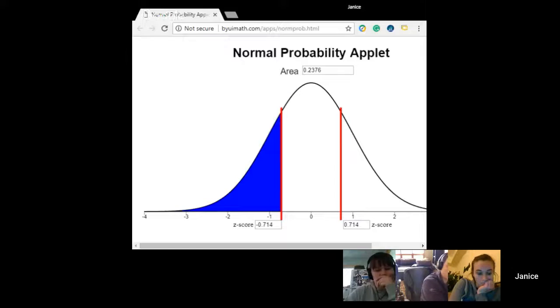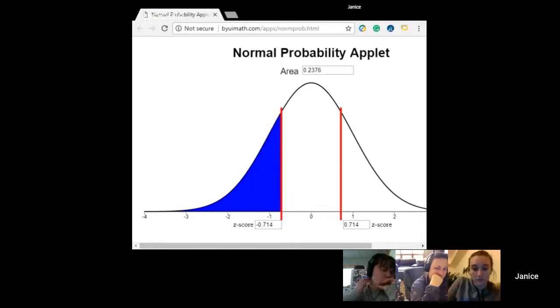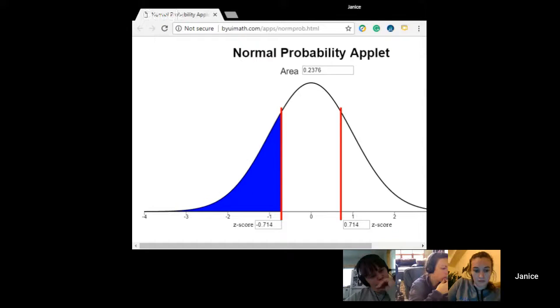So 0.2376. So it isn't actually asking for the z-score, which is what we put in there, I think. What we put in there was the answer to 14. Oh, okay. So it's the 0.238, or 8, I mean. 8. Sorry. 8. Wait, where did we get, sorry, from 13. Okay, so 13, we had to find the z-score. Oh, okay. I think that's what we put in at first was the z-score.